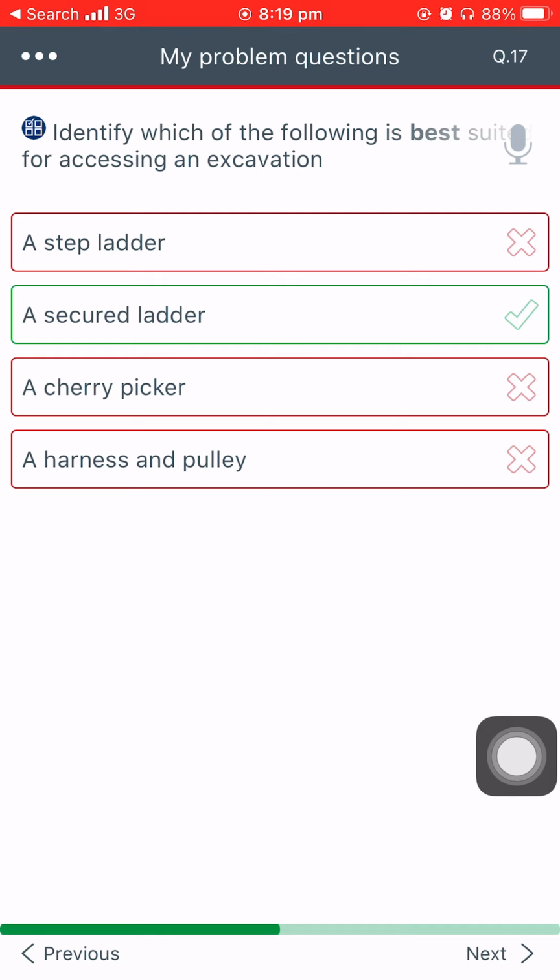Identify which of the following is best suited for accessing an excavation. A stepladder, a secured ladder, a cherry picker, a harness and pulley.